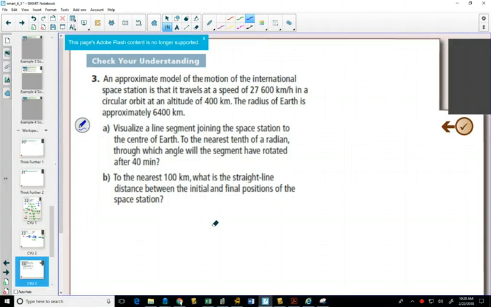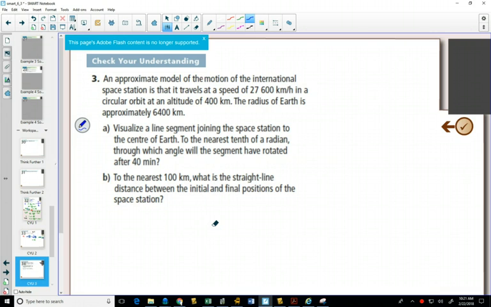For question 3, this is a big word problem. We're going to have to draw a picture to understand what's going on. So we've got an International Space Station that travels at a speed of 27,600 kilometers an hour in a circular orbit at an altitude of 400 kilometers, and the radius of the Earth is 6,400 kilometers. So to start off, we've got a lot of information.